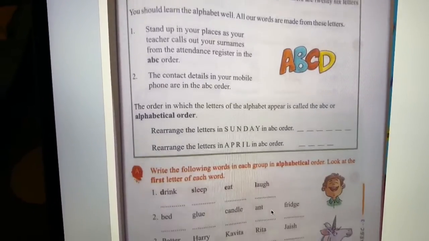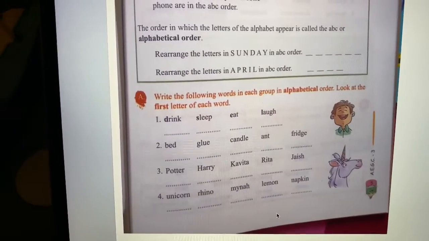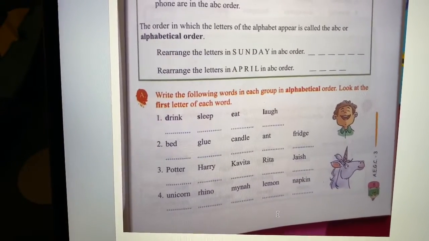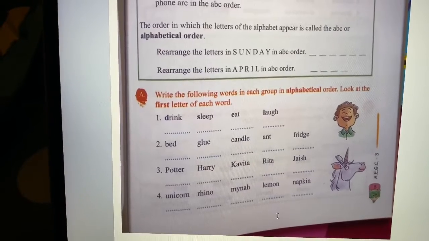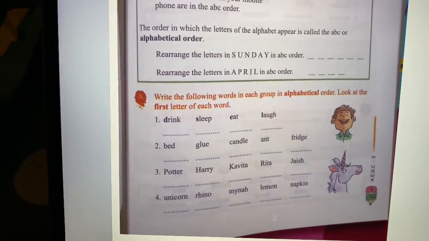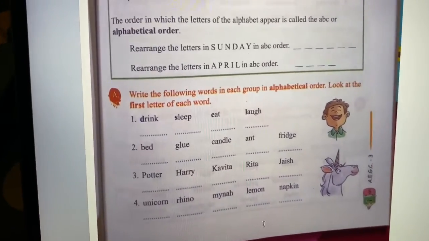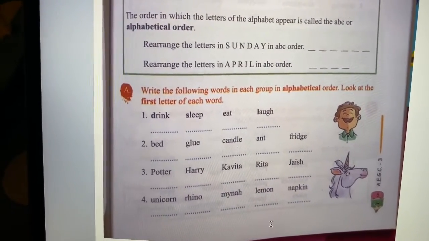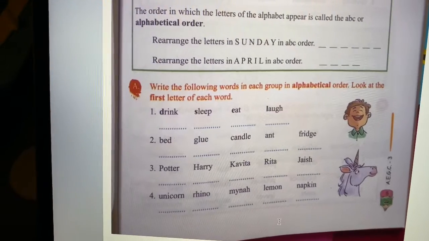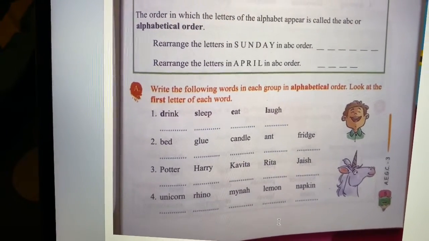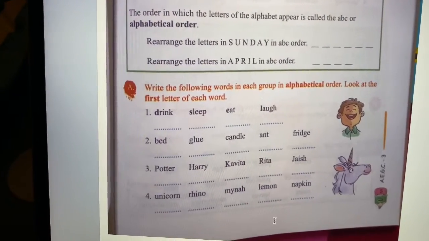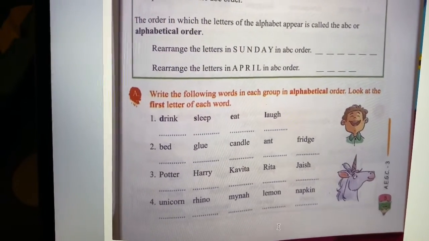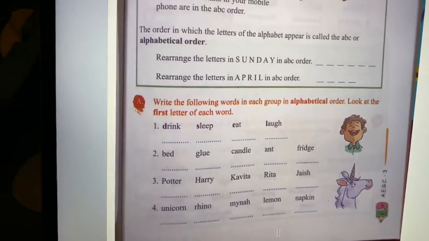So here we go. The first exercise over here says write the following words in each group in alphabetic order. Look at the first letter of each word. So over here, all we need to do in the exercise is look at the first letter of each word, and we need to arrange them in alphabetic order. So over here, the first one goes drink, sleep, eat, and laugh.